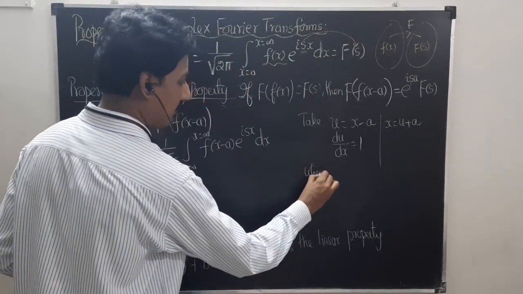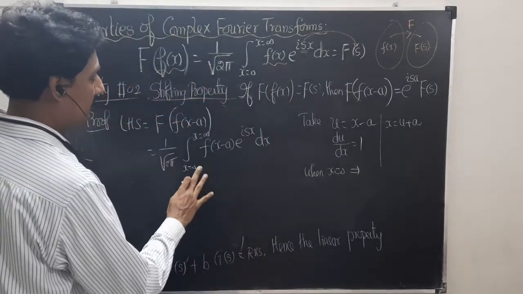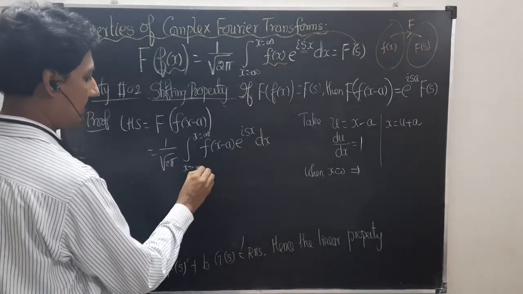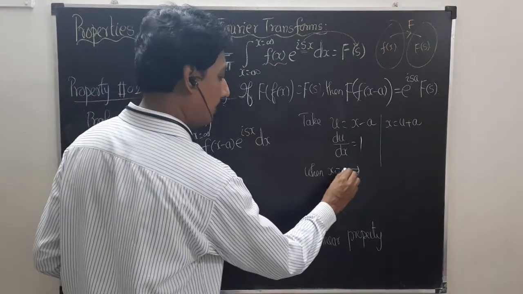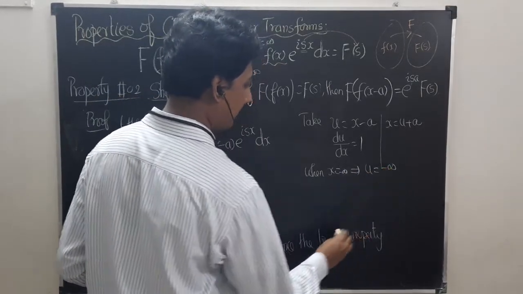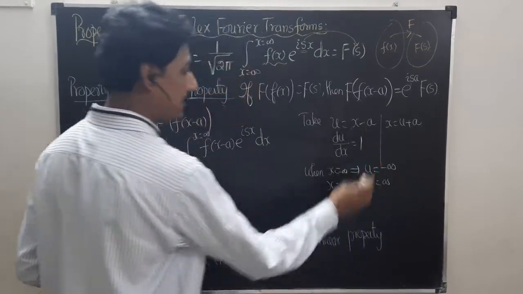Now what about the limits? When x is equal to minus infinity, u is also minus infinity. When x is equal to plus infinity, u is also plus infinity, right?